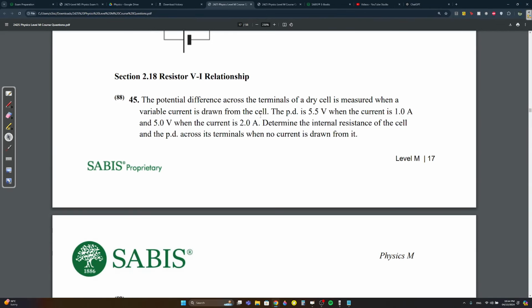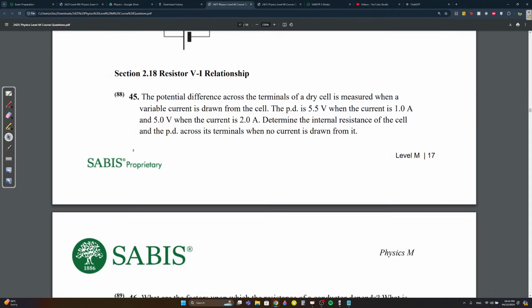The potential difference across the terminals of a dry cell is measured when current is drawn. The potential difference is 5.5 when the current is 1, and 5 when the current is 2. Determine the internal resistance and the EMF. Oh, okay. This is nice.